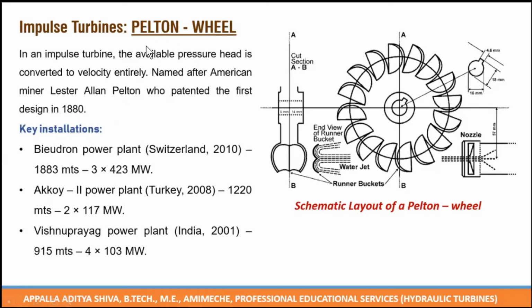The Pelton wheel. So basically, what is an impulse turbine? An impulse turbine is one wherein the available pressure head is converted into velocity in full, which means we are only using the kinetic energy of the working fluid. Now, the Pelton wheel is named after the American miner Lester Allen Pelton, whose first design was patented in 1880.